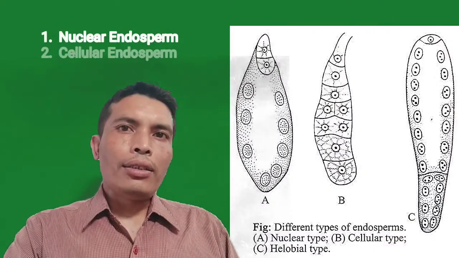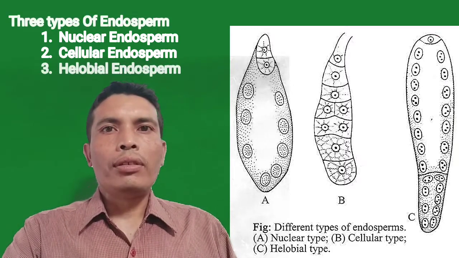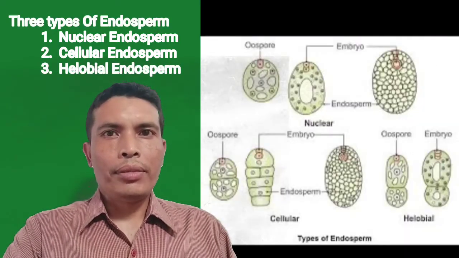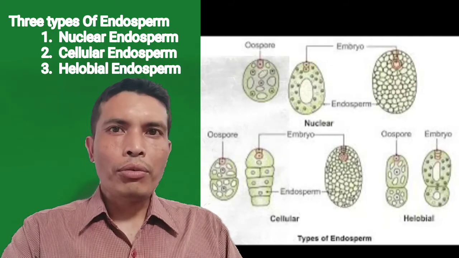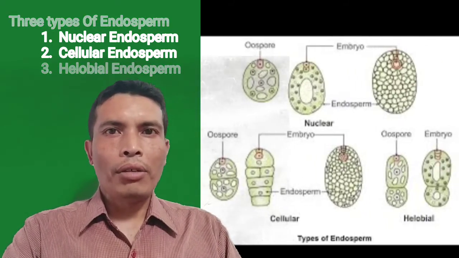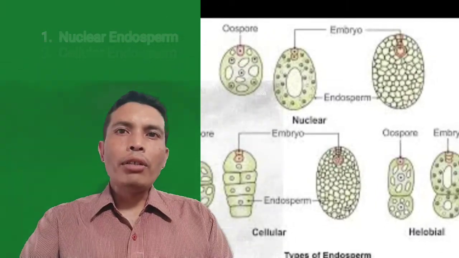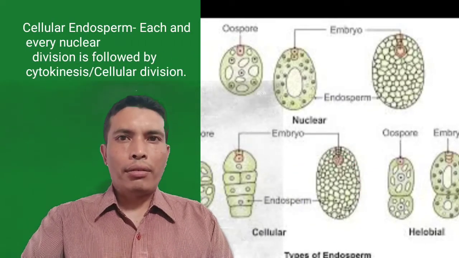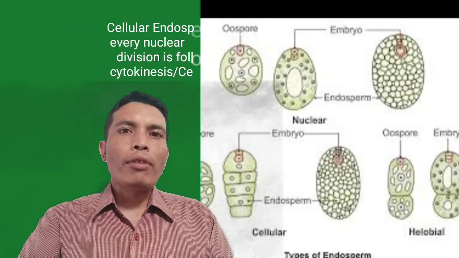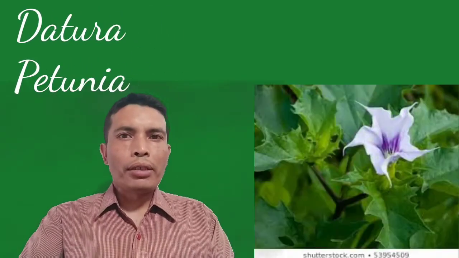Actually, there are three types of endosperms based on the type of development. The first type of endosperm is called nuclear endosperm, which we have learned now. Next is the cellular endosperm. In cellular endosperm, each and every nuclear division is followed by cytokinesis, so the endosperm is cellular from the very beginning. Examples of cellular endosperm are found in Datura and Petunia.